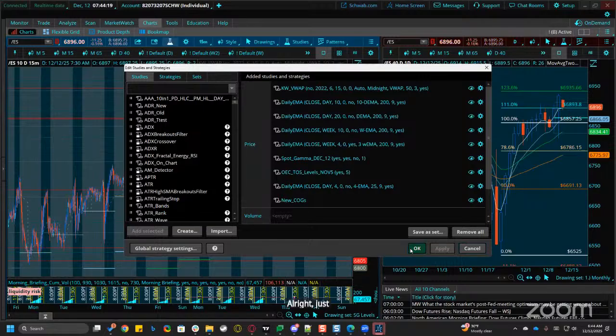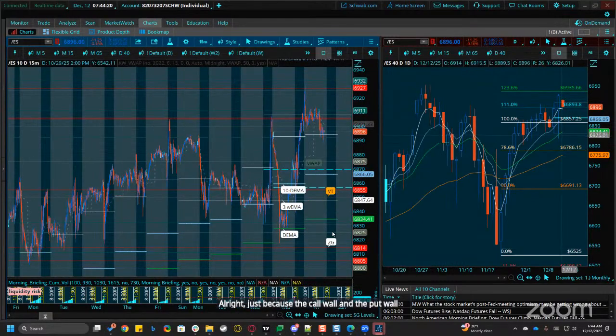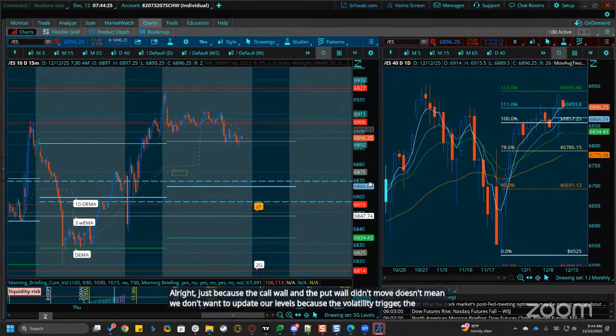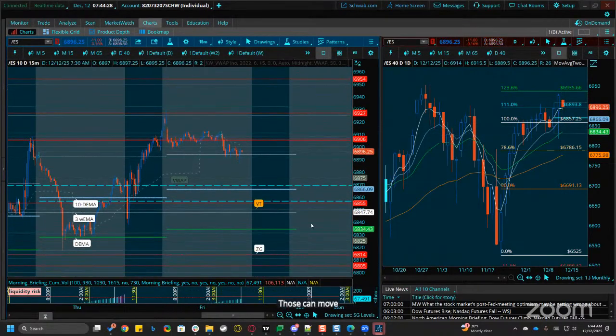All right, just because the call wall and the put wall didn't move doesn't mean we don't want to update our levels, because the volatility trigger, the zero gamma, those can move. Those get updated.